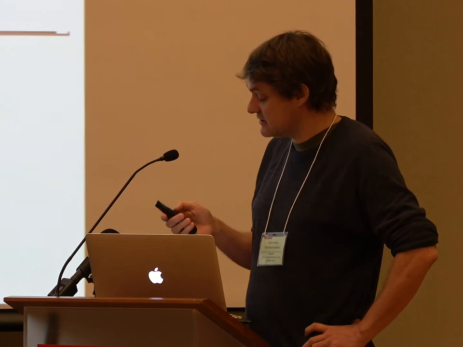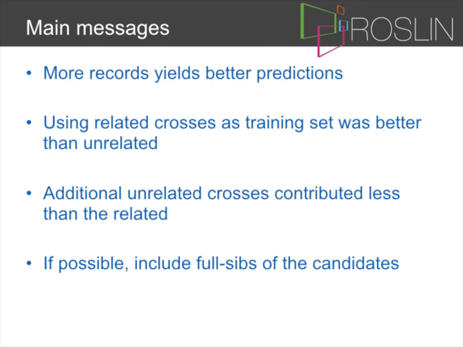The main messages are that more records yields better predictions. Using related crosses as a training set was better than using unrelated stuff. This is all well established. And then adding unrelated stuff contributes less than if I add related stuff.